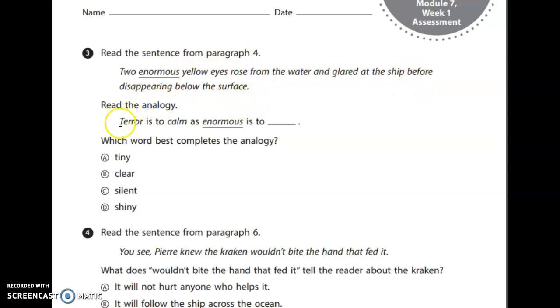Read the analogy. Terror is to calm, which they are opposite, as enormous is to what? So what is the opposite of enormous? Which word best completes the analogy? A, tiny, which means you're standing. B, clear, you're sitting in your seat. C, silent, you are sitting on the floor. Or D, shiny, you're tapping your fingertips together. If you are standing up, you are correct because the opposite of enormous is tiny.